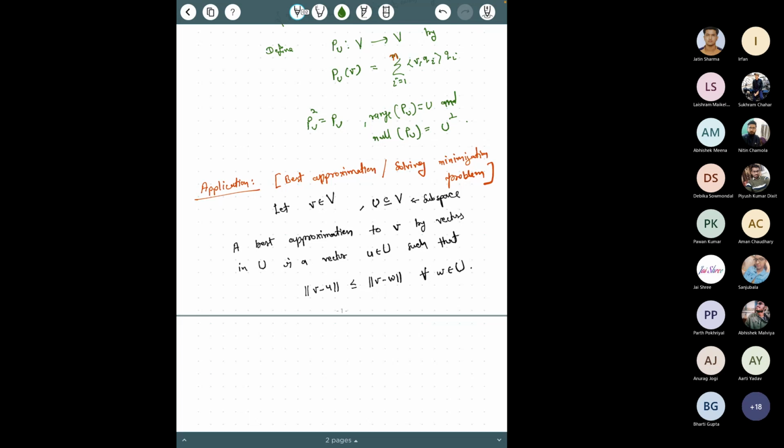So look at this problem in R2. How to solve this problem? You can get an idea from here. Suppose that we are in R2 with the standard inner product, and let us consider this as a subspace. Okay, the x-axis as a subspace. So this is our u.